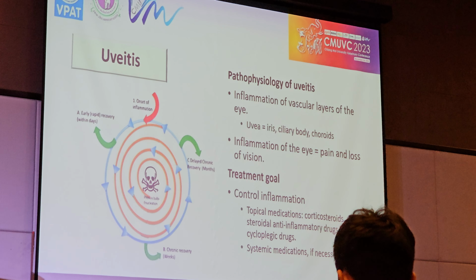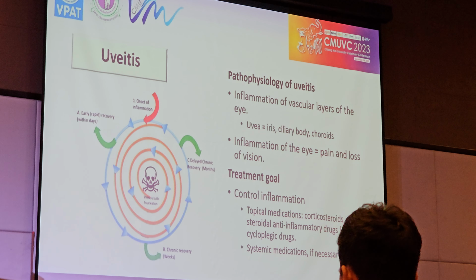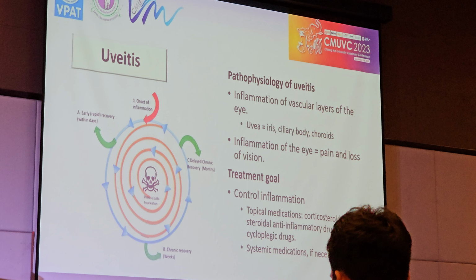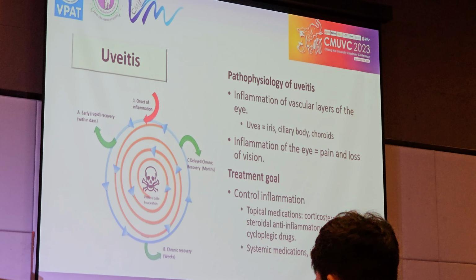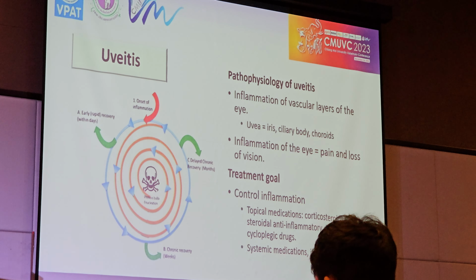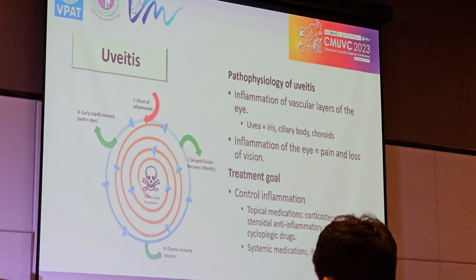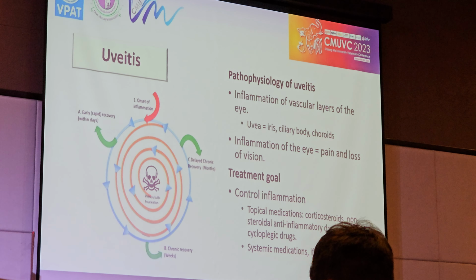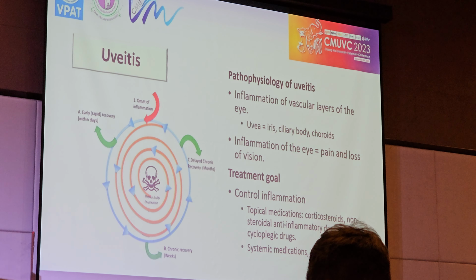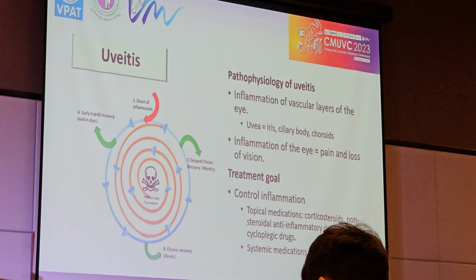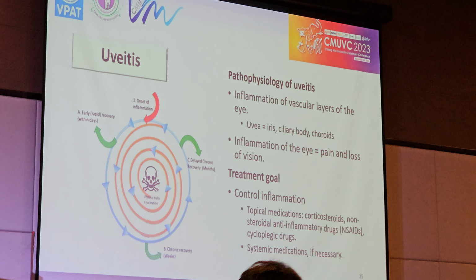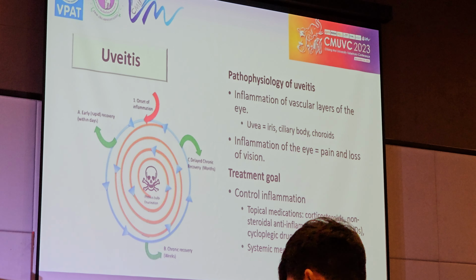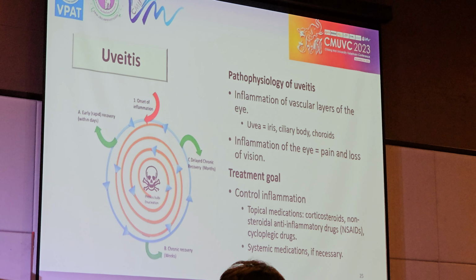It can be more difficult to eradicate the inflammation process, since the eye can act as a reservoir of inflammatory mediators when its inflammation is ramped up. So the consequence of ocular inflammation may be vision threatening. The treatment goal of uveitis is to control the inflammation and pain by using topical anti-inflammatory medications such as corticosteroids, non-steroidal anti-inflammatory drugs or NSAIDs, and cycloplegic drugs.